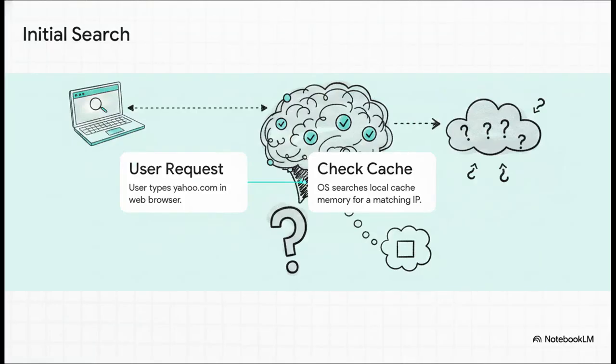When you open up your web browser and type in a domain like yahoo.com, your computer's first instinct is actually to check its own local cache memory. It wants to see if it already knows the answer. Your operating system is essentially checking its recent history. If it finds that matching IP address locally, boom, the journey ends right there. But what happens when that cache is totally empty?